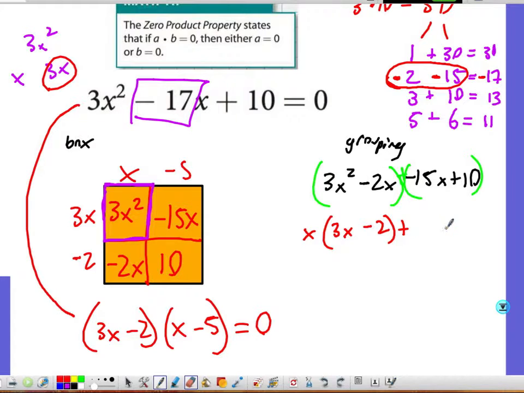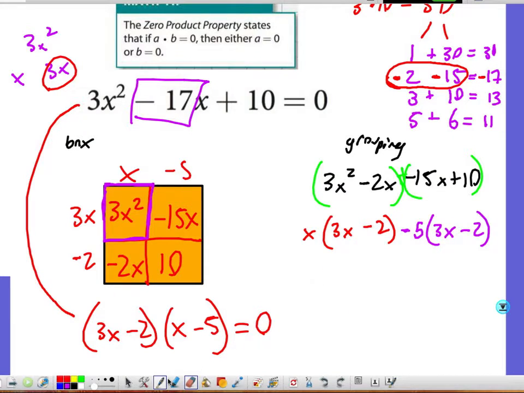Well, here's the trick. Instead of taking out a positive 5, what if I take out a negative 5? That means whatever's left inside my parentheses has to be 3x plus 2. Because when I distribute the negative 5, we get negative 5 times 3x, which gives me negative 15x, and then negative 5 times negative 2 has to be positive 10. So this does work out when I distribute it.